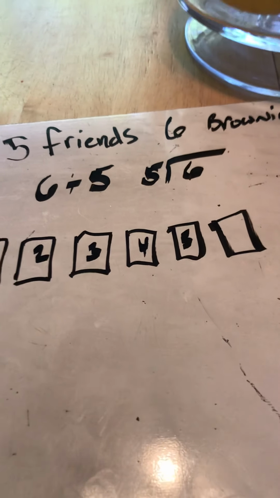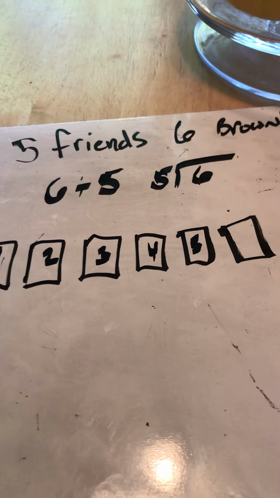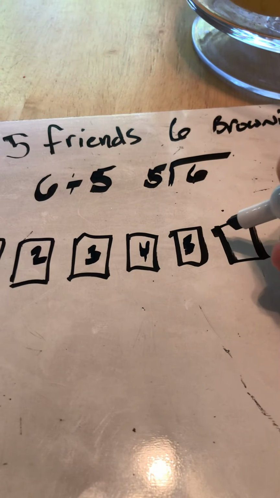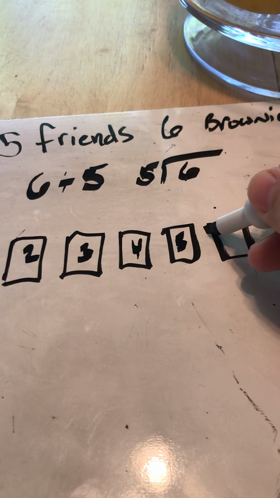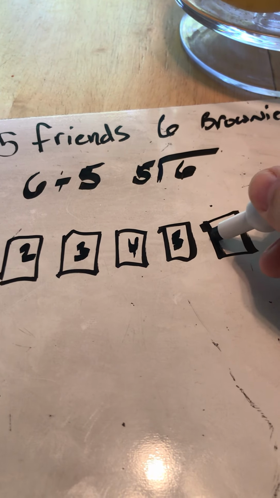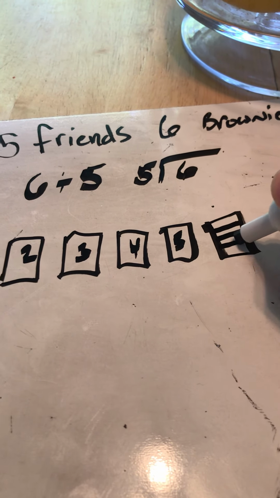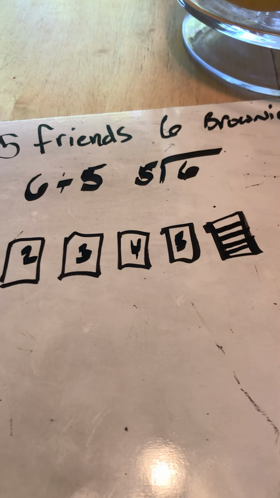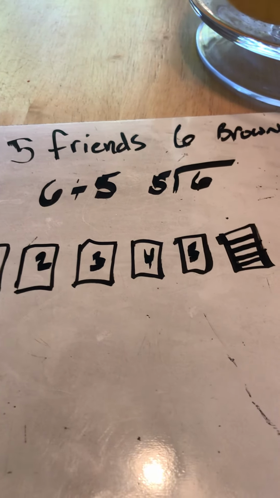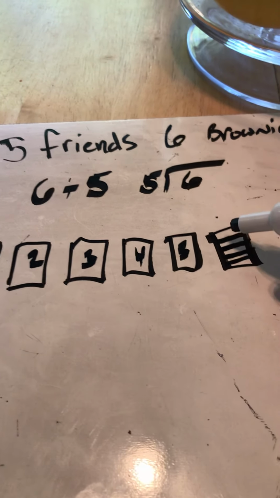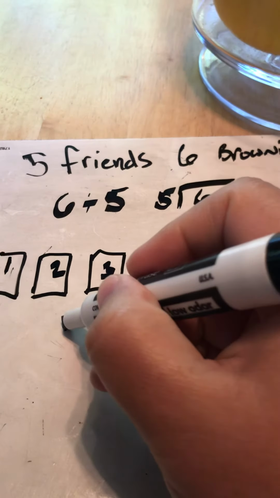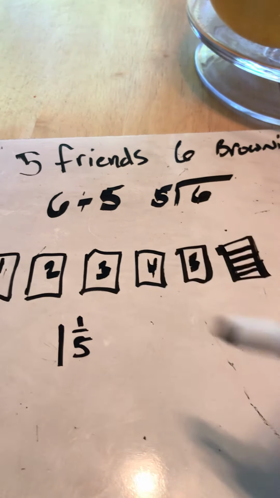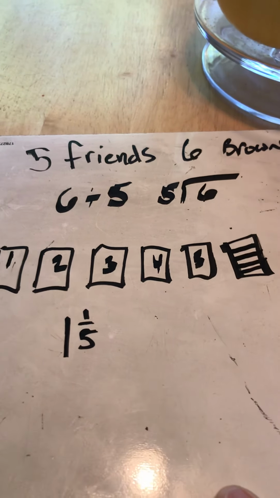Well, I guess because I understand fractions, I could cut this brownie up to share between my 5 friends, right? So 1, 2, 3, 4, 5, and of course someone gets the short end of the stick down here. But it looks like each friend's going to get 1 and 1/5 of a brownie. What do you guys think about that?